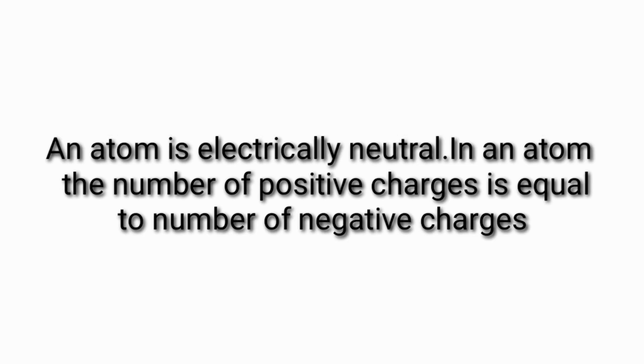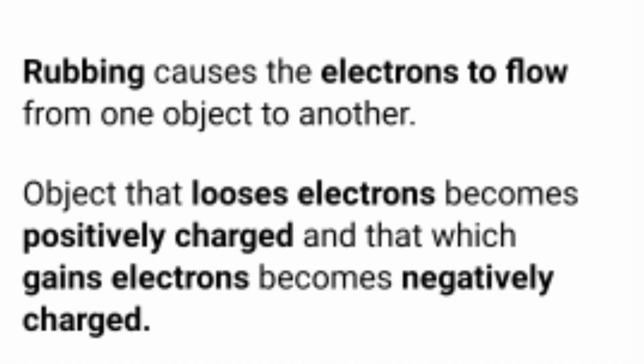Also we know that an atom is electrically neutral. In an atom, the number of positive charges is equal to the number of negative charges. So, during rubbing, what happens is that the electrons flow from one object to another object. And the object that loses electrons becomes positively charged and that which gains electrons becomes negatively charged.